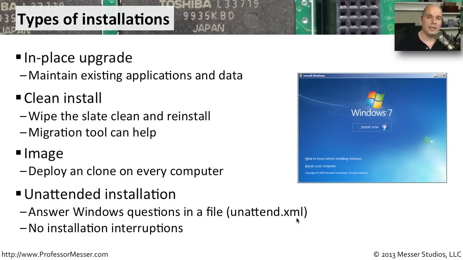So you simply put the installation media in the computer. That installation media already has the XML file on it that you've customized. You turn on your computer and you walk away. And when you come back, Windows has already installed itself without you needing to do any type of human intervention.